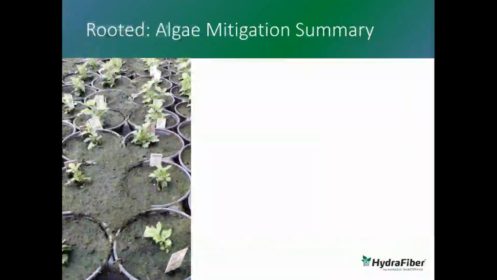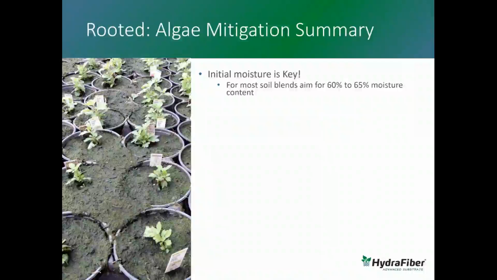So let's summarize what we learned today. Initial moisture is key. Plants have not established themselves in pots immediately after planting, so why put more water in that container than you need? It's definitely a balancing act. If you're blending your own substrates, aim for 60-65% moisture content coming off your mixing line, and then do not overwater when you put them into the greenhouse. Make sure that you water them just enough to keep the plants going.